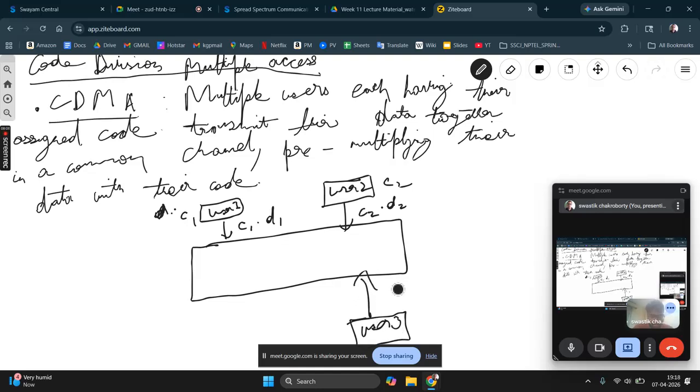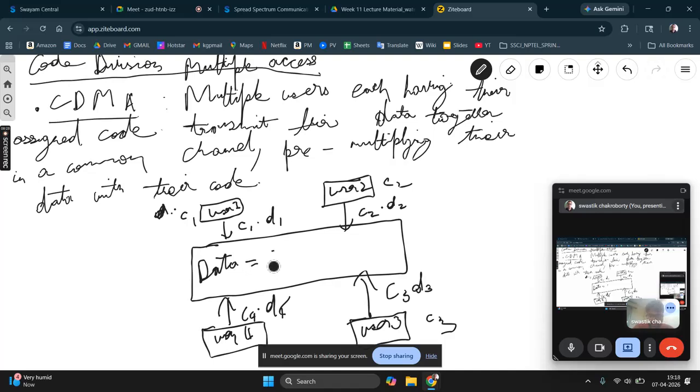User 3 transmits C3D3 and user 4 transmits C4D4. So the total data will be C1D1 plus C2D2 plus C3D3 plus C4D4. So this is your total data, capital D, which is transmitted onto the channel.